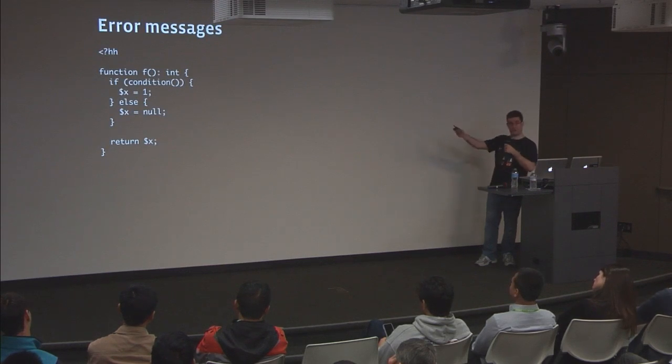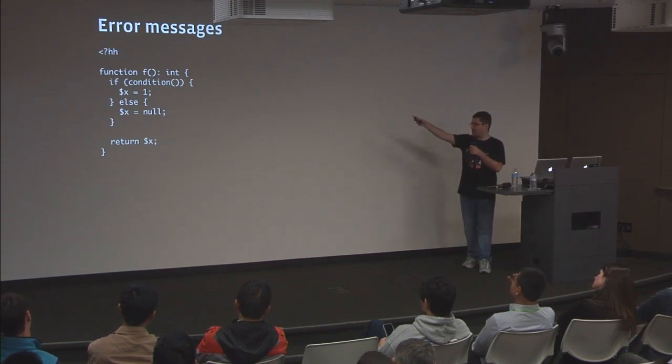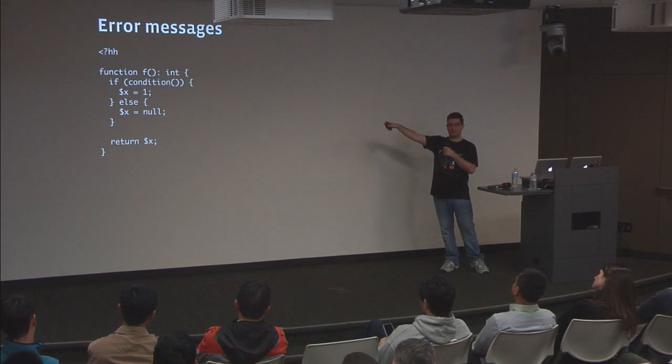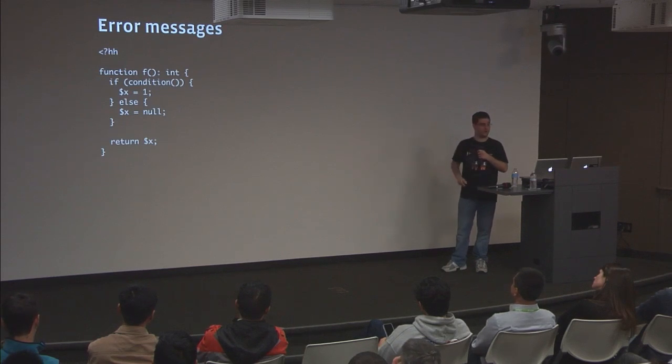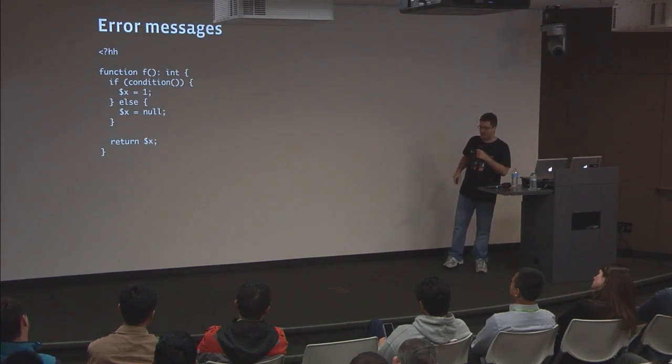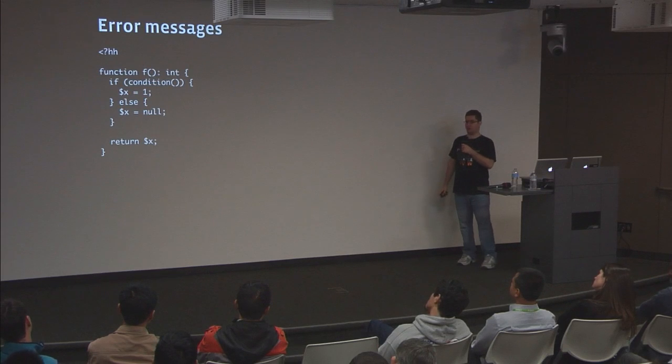So let's look at this code. This is going to be a type error. I have a function f, and depending on which condition I hit, this x is either going to be an int or it's going to be null. But I return this potentially null int as a non-nullable int. And so this is a type error. This could be null. So what does our error message look like?